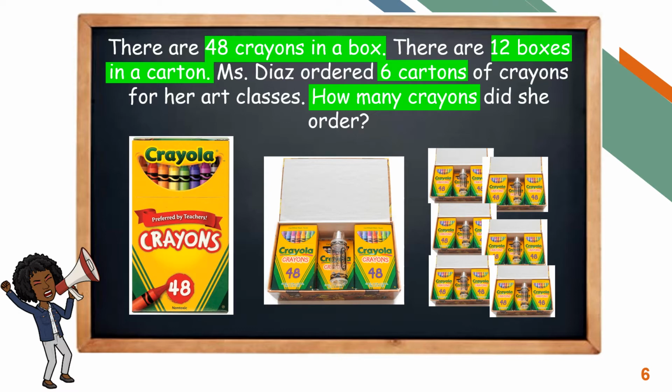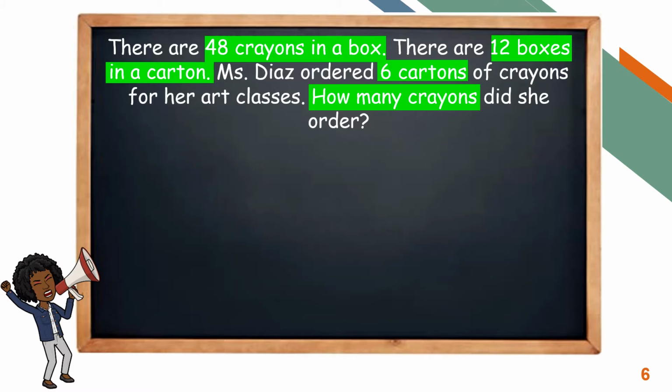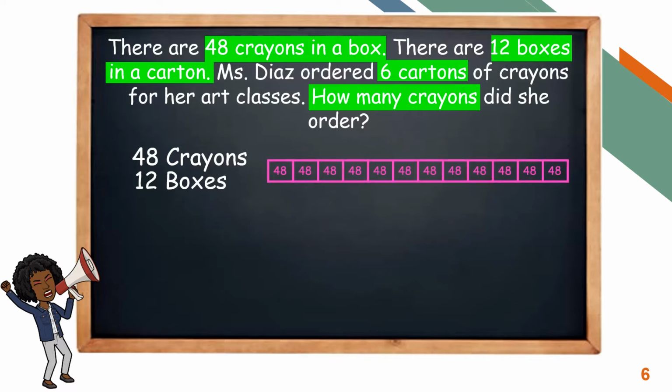Now that we know what's important, we can work on a plan to help solve the problem. Since the problem is looking for how many crayons she ordered, we need to figure out how many crayons are in a carton. I can use a diagram to help me see what's happening. Since we have 48 crayons in each of the 12 boxes, we are combining equal groups. So we have to multiply to find the number of crayons.